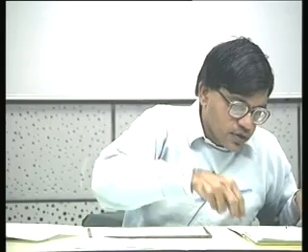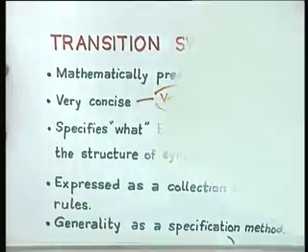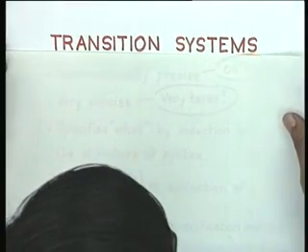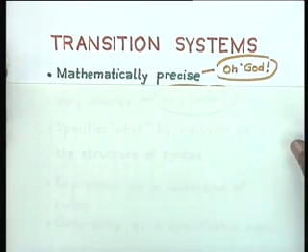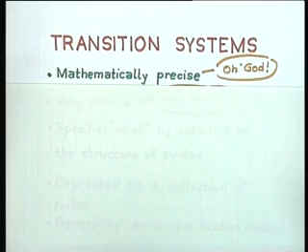So what we will use is something known as transition systems. Transition systems, for one thing, are mathematically precise, and that in itself is enough to put off a lot of people. But they have the advantage that they are sufficiently abstract. They specify the what rather than the how aspects of a language, and there are no ambiguities.